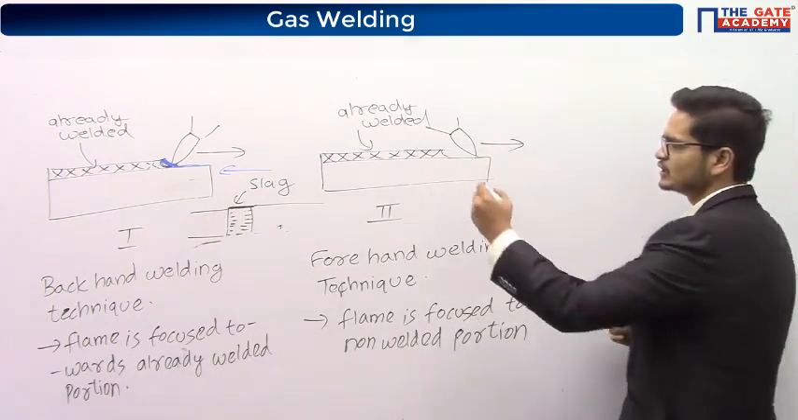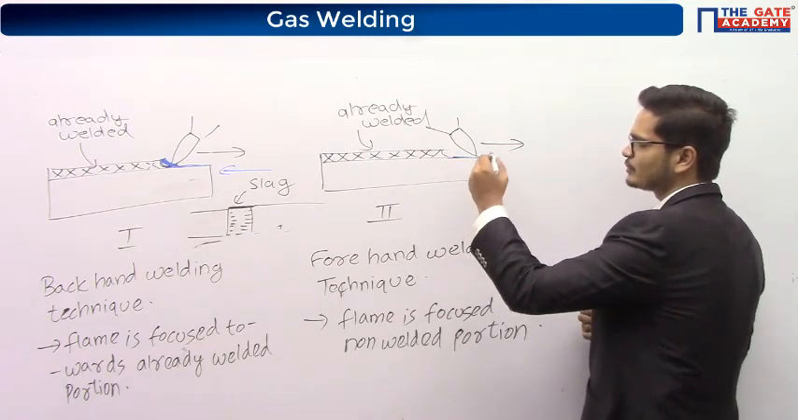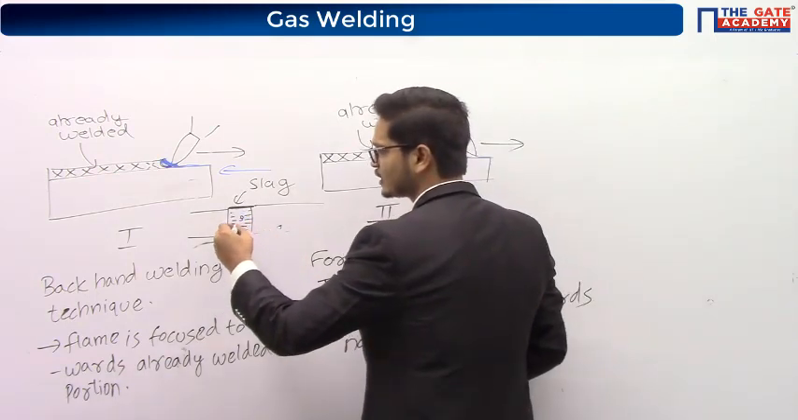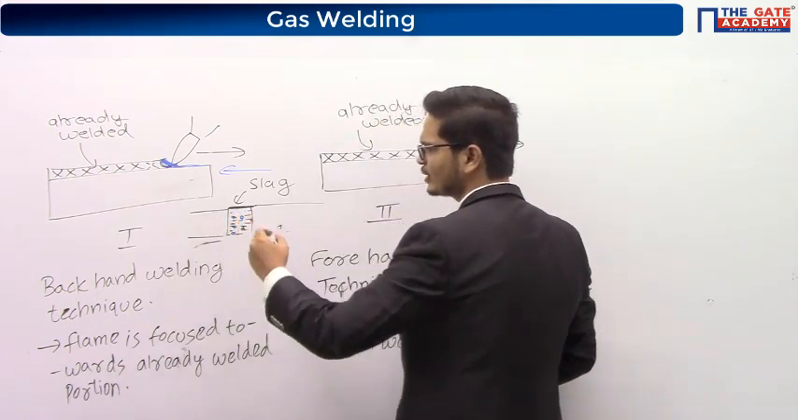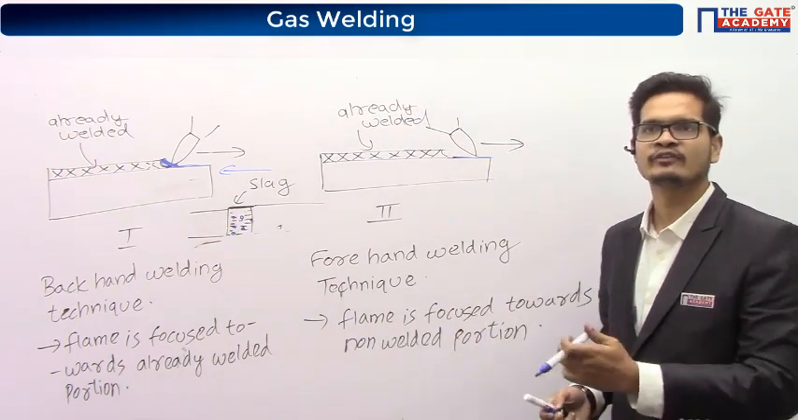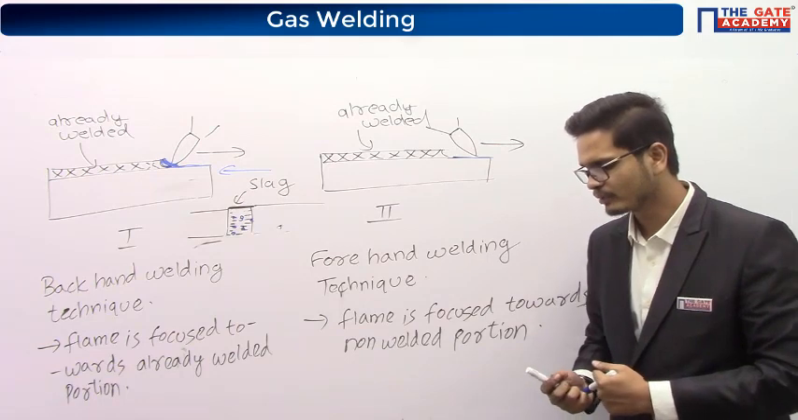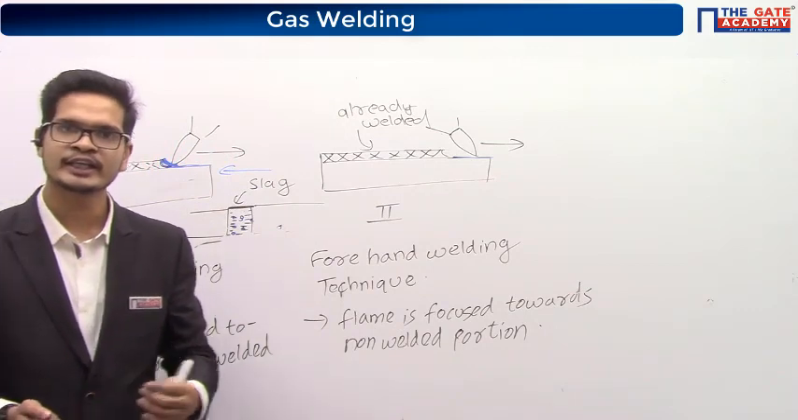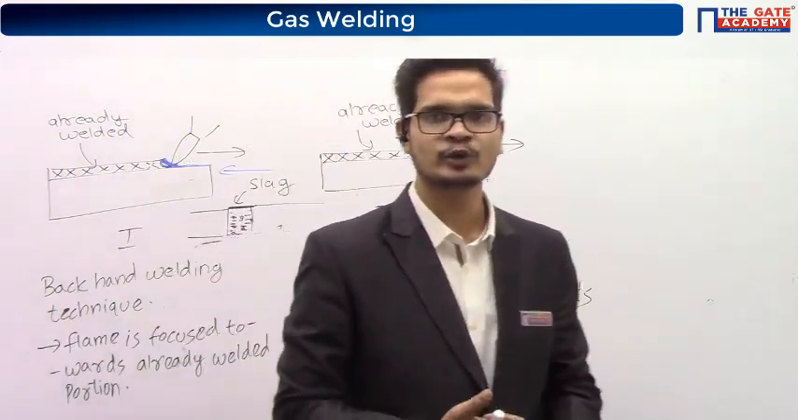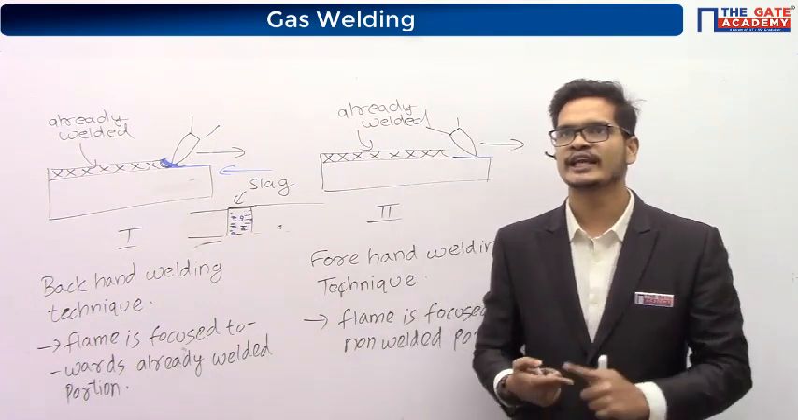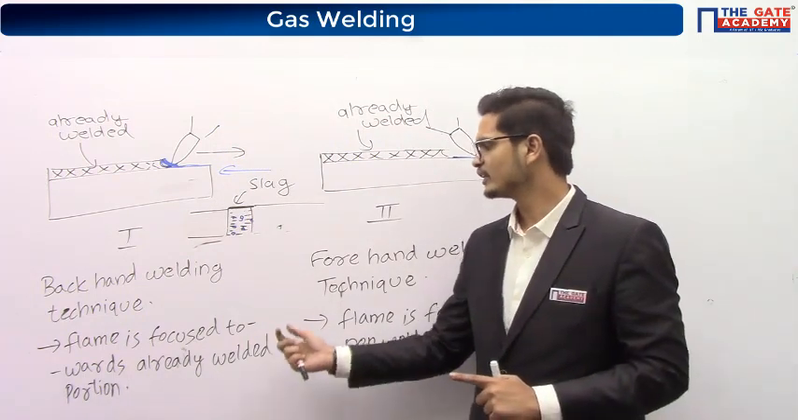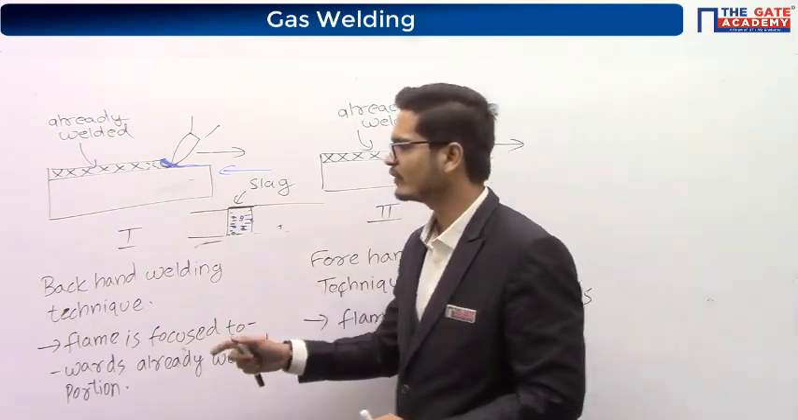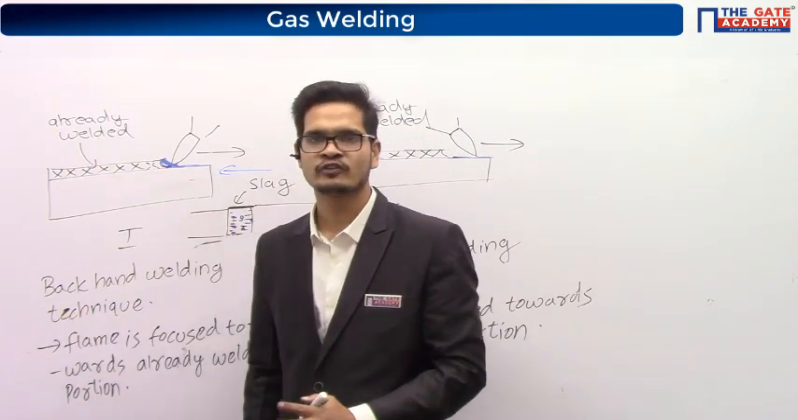But in this case, whatever slag is present, because of the force of the flame, it will enter the molten metal. The slag will enter the molten metal, and when it solidifies, the slag will become a part of the weld, which will reduce the strength of the welding. It is a defect called slag inclusion. So you can say that in the forehand welding technique, there are higher chances of slag inclusion. In the backhand welding technique, there are lesser chances of slag inclusion.